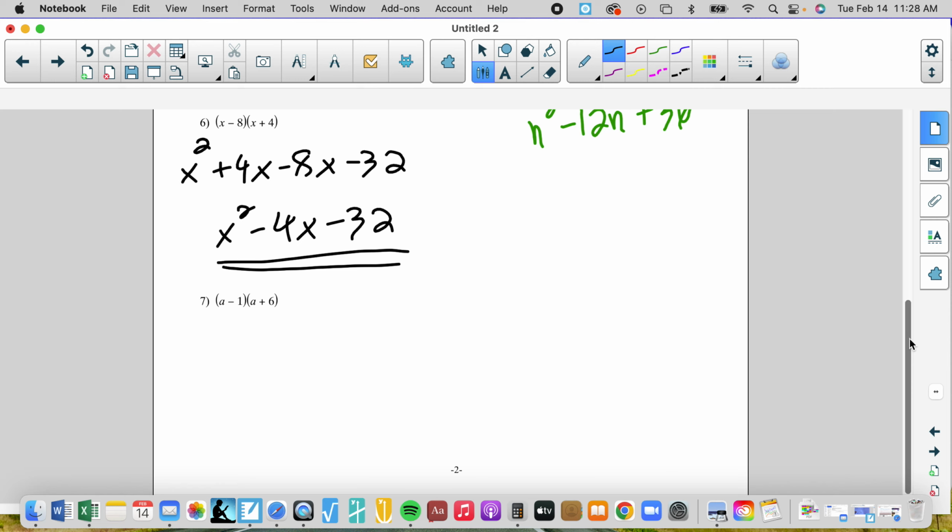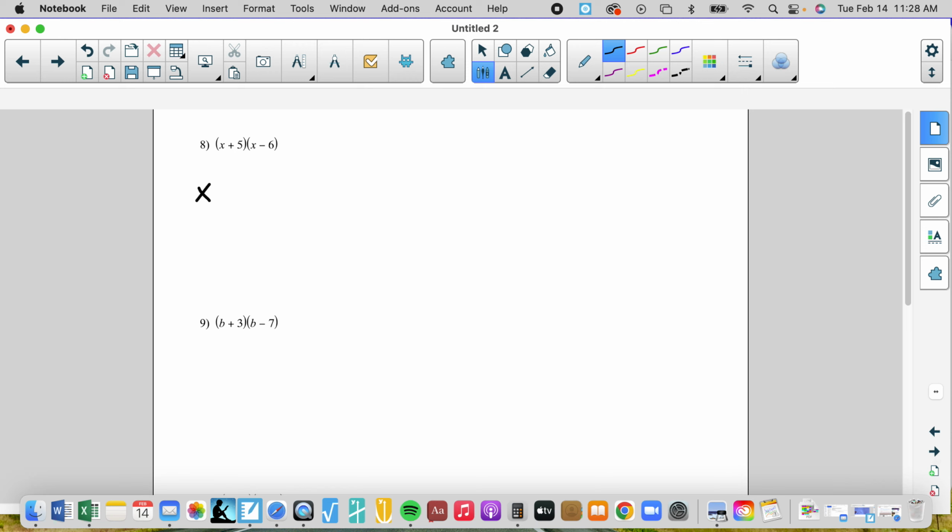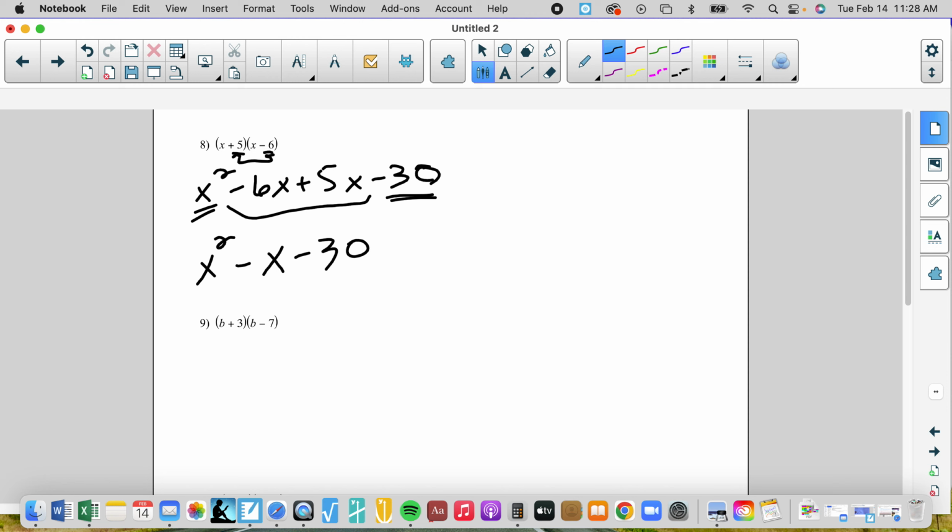So number 7, when we multiply, our first is a squared plus 6a minus a minus 6, which gives us a squared plus 5a minus 6. We get x squared minus 6x plus 5x minus 30. We get the minus 30 because we're multiplying the lasts. Remember, these are always going to be products. This is always going to be the sum of those two. So x squared minus x minus 30.